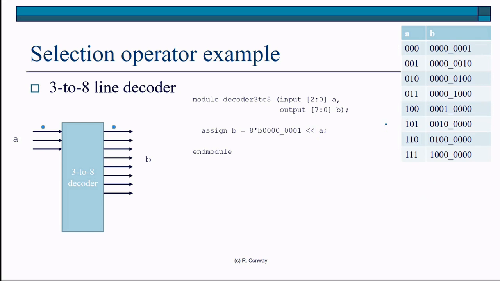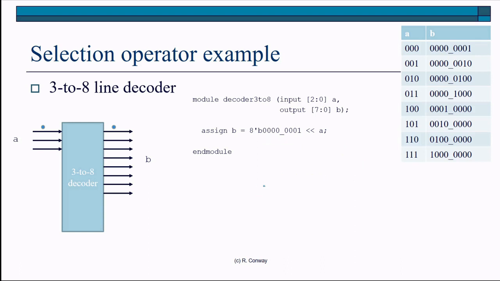So for example, if A has the value 110, which represents 6 in decimal, we're shifting this 8-bit value to the left 6 places, and the logical shift inserts zeros as we shift left. So the result in this case will be 0, 1, and we fill the 6 vacant positions with zeros.